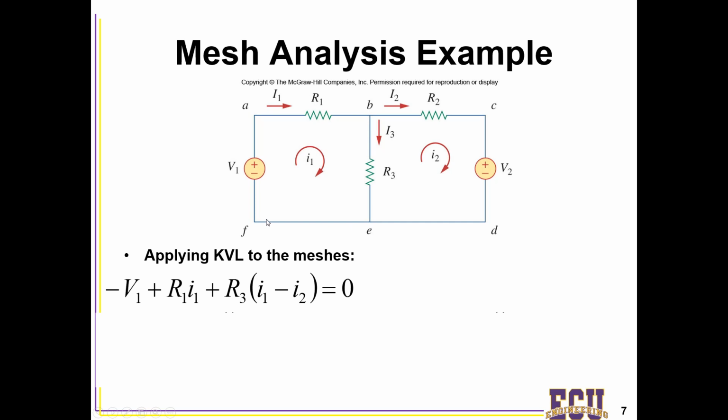And then we get down here and we're back to F where we started. And again, we can't have any gain in potential going around and back to the same node. So that is our complete equation.